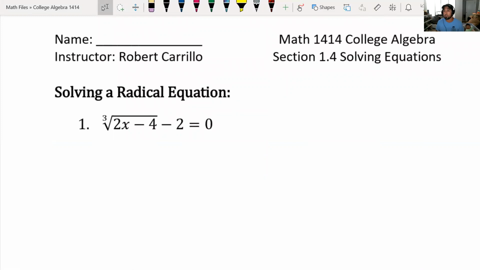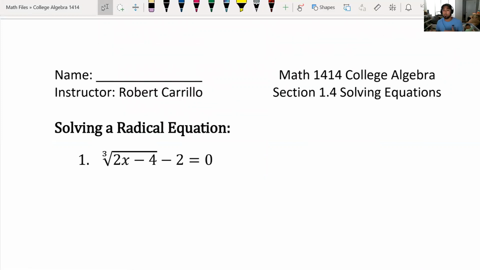All right. First up is solving a radical equation. You have the cube root of 2x minus 4, minus 2 equal to 0. Our job is to solve for x. So in order to solve for x, we must get rid of that radical. And one of your first steps to getting rid of a radical is to isolate the radical. So what we're going to do is take that -2, add it to the right side.